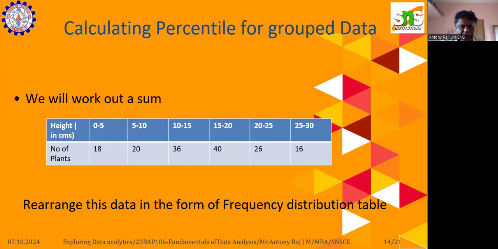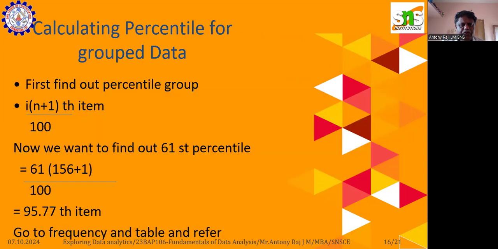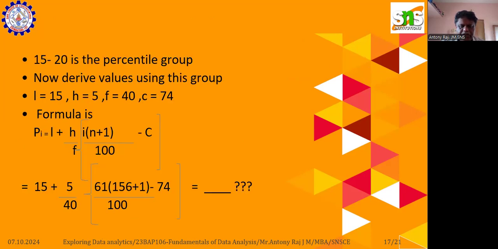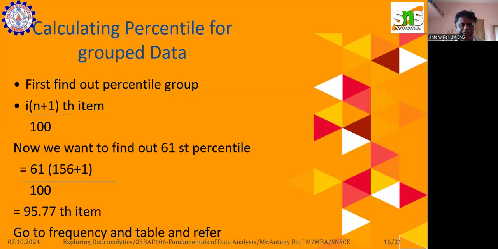Now, we will work out a sum. This is grouped data where we have height in centimeters in terms of class intervals, and you have a number of plants. So we are going to rearrange the data in the form of a frequency distribution table. We have frequency, we have cumulative frequency, and then we find the percentile group, i into (N plus 1) by 100 items. Suppose we want to find the 61st percentile: 61 into (156 plus 1), where 156 is the number of data points, by 100. So 95.77. Go to the frequency table and find out which cumulative frequency it falls under. For 95.77, 140 is the cumulative frequency value, and the corresponding class interval for this is 15 to 20.